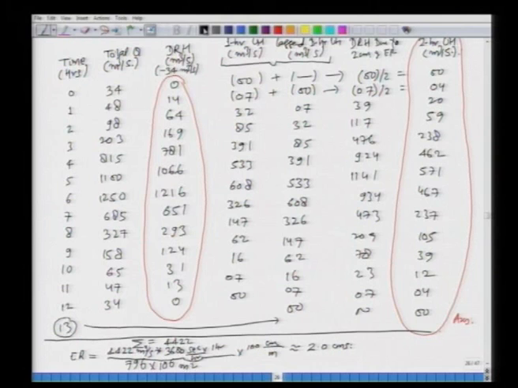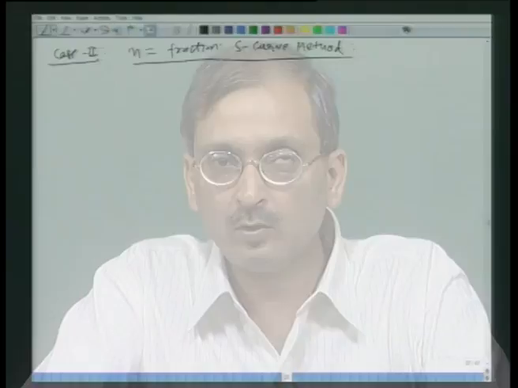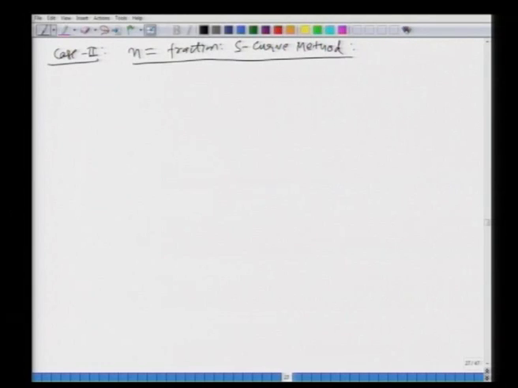Now, let us look at the second method, which is applicable for the case when n is a fraction. And we are going to use what is called the S curve method for this. We have seen what is an S curve. We will briefly revisit what this is theoretically and how we can actually calculate it with the help of an example. And once we have the S curve, we can convert the duration of any unit hydrograph of any duration to any other duration. So, this is the major advantage of having this S curve.